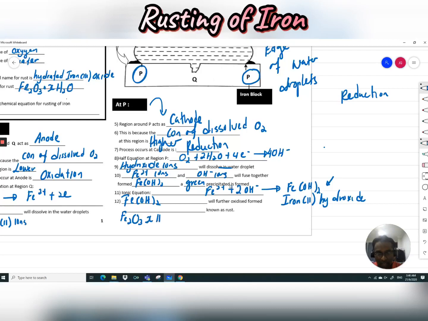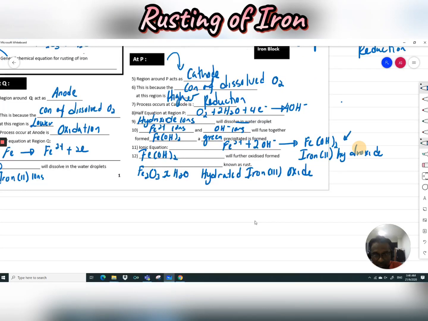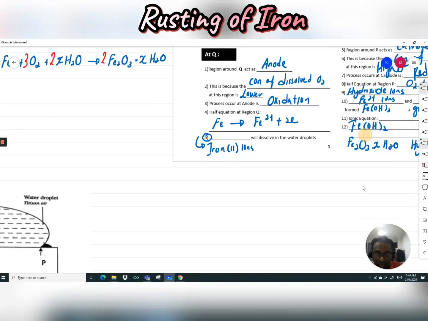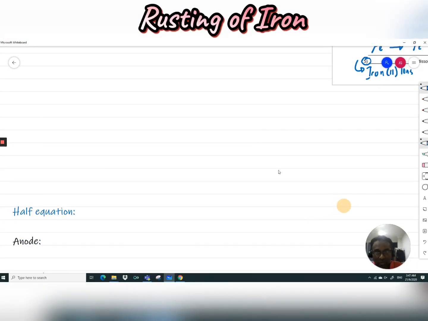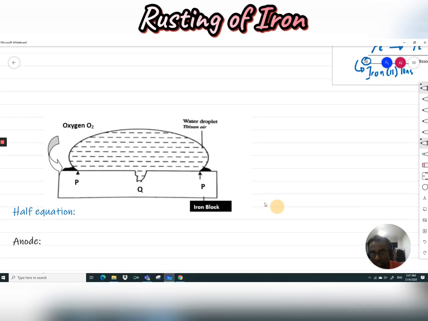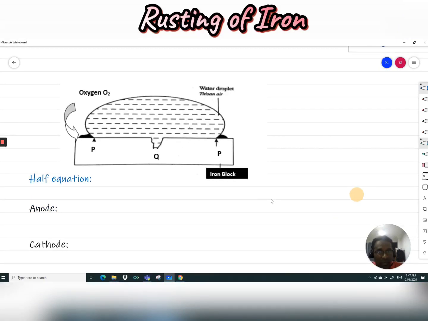And this iron 2 hydroxide will further oxidize to form Fe2O3.xH2O, and this is known as hydrated iron 3 oxide. Okay, let's revise back what we learned in the rusting of iron. Students must remember the basic condition. So what is the basic condition? We revise what we learned in this session.